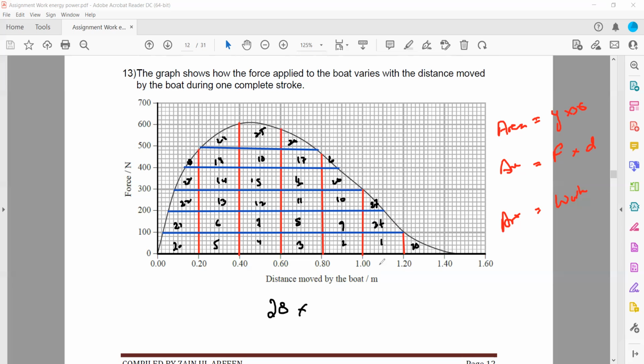Multiply by the area of each box. So what is the area of each box? Here, this is 0.2, and this one is 100. So 0.2 into 100 is 20. When we multiply by 28, it will be 56, and then a 0, so 560. This is meters and force in Newtons, so it will be Newton meter, or we can also say joule. So it is about 560 Newton meters or 560 joules.